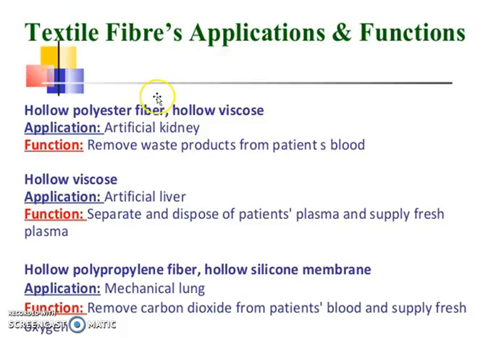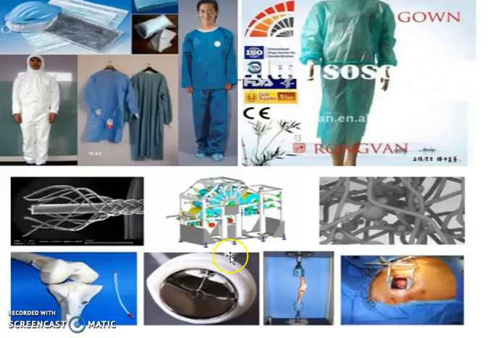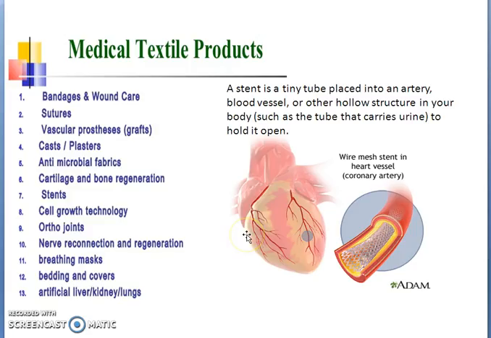The first one, that is hollow polyester fiber or hollow viscose. The application is artificial kidney and its function is to remove waste product from the patient's blood. The next fiber, that is hollow viscose, its application in medical textile is as an artificial liver. Its function is to separate and dispose of patient's plasma and supply fresh plasma. Hollow polypropylene fiber or hollow silicone membrane. Its application is in mechanical lung and it removes carbon dioxide from patient's blood and supplies fresh oxygen. So these are a few examples of textile in medical textile.